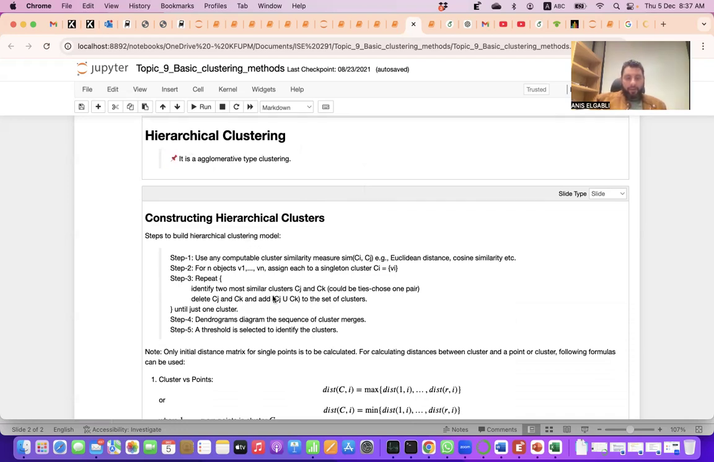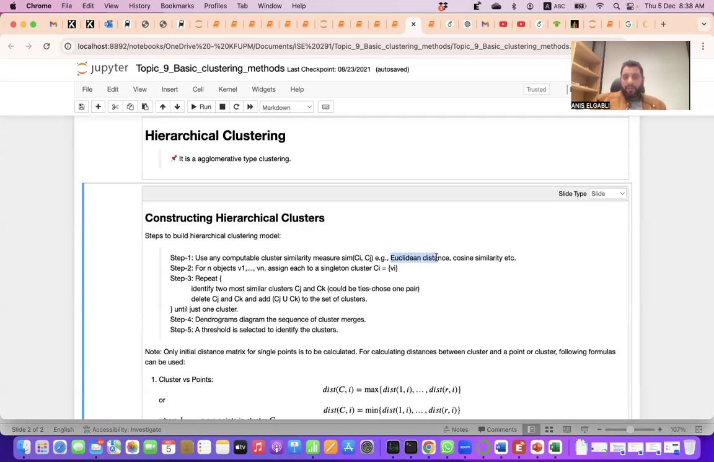Here is how it works. These are the steps of how we build a hierarchical clustering model. First step, we use any computable cluster similarity measure. So we measure the similarity between two clusters, Ci and Cj, using some metric that defines our similarity between any two clusters or points. What kind of similarity you pick depends on your application or use case.